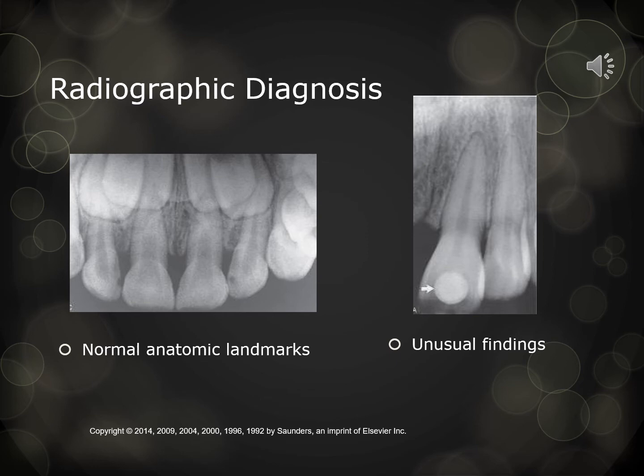Here we see radiographs that are normal. They show anatomic landmarks such as the permanent teeth and the deciduous teeth as seen on the x-ray on the left-hand side. Patients love to see that. Also, on the right-hand side we're looking at an unusual finding, and possibly that could be just maybe if someone put a stone on their tooth for decoration.